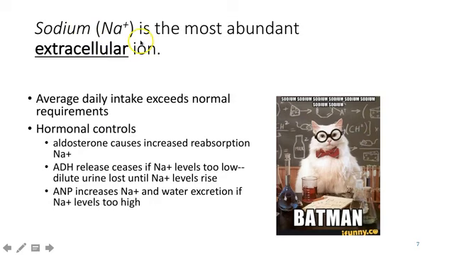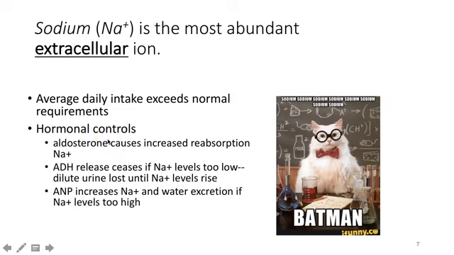All right, let's start with sodium. This is the most abundant extracellular ion, meaning this is the most abundant ion outside of cells. Now, in our average American diets, we take in a lot more sodium than our actual daily requirement is. So watch your sodium intake.